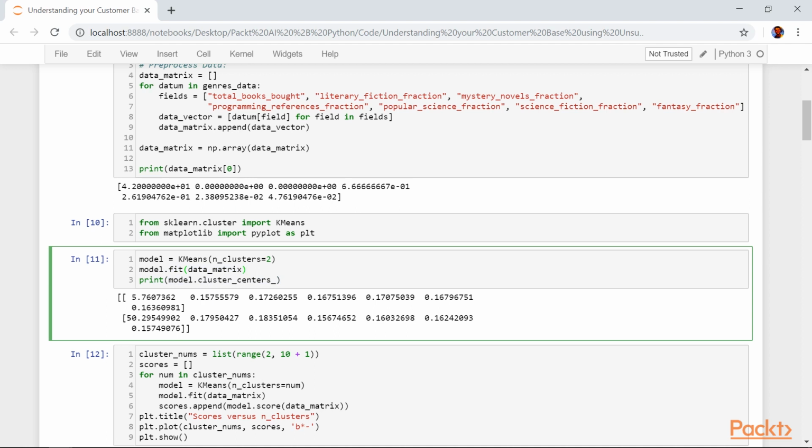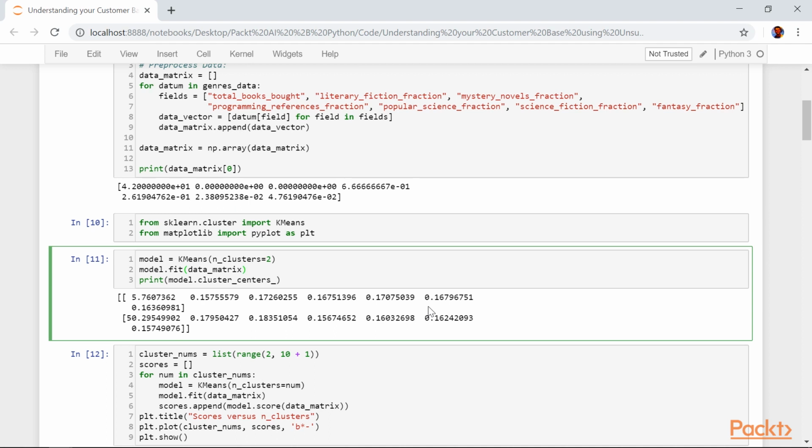So here you can see with 2 clusters, it looks like most of the fields are pretty similar. The means are really similar. They only really differ in this first dimension, which is the number of books bought. It looks like we have 2 big groups of customers. One group buys a handful of books, and the other group buys almost 10 times as many books as that.